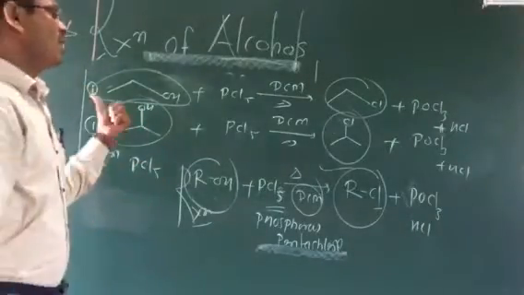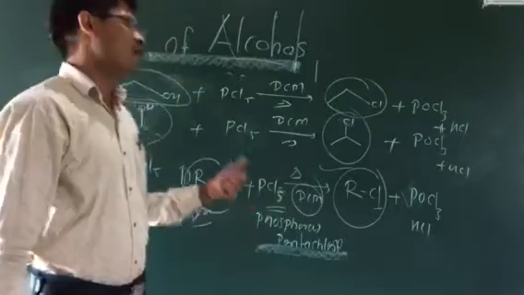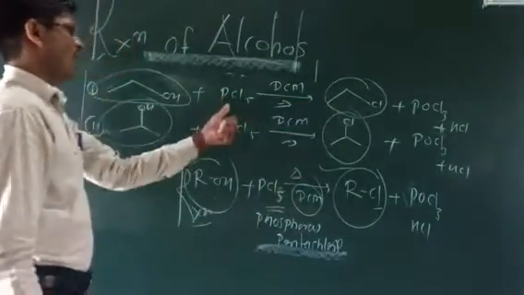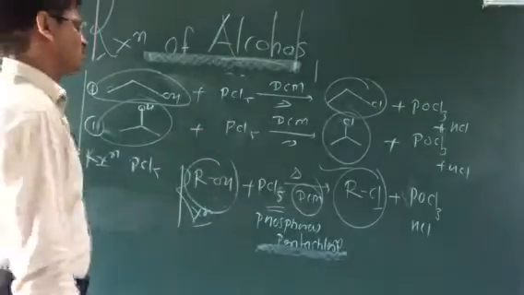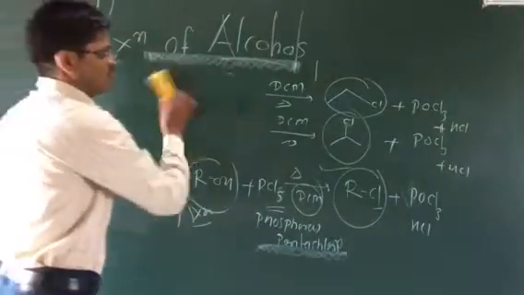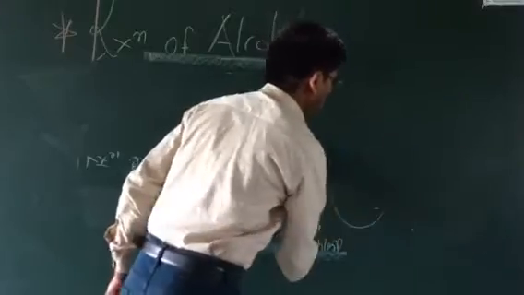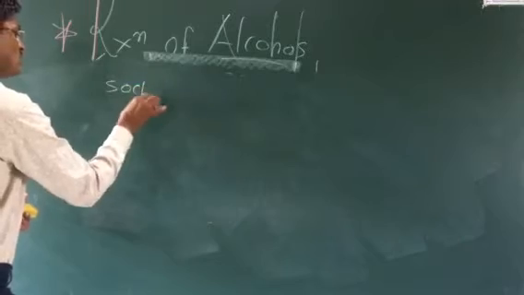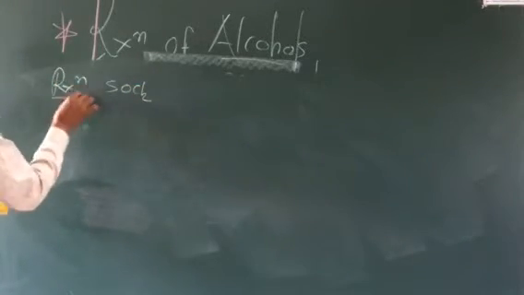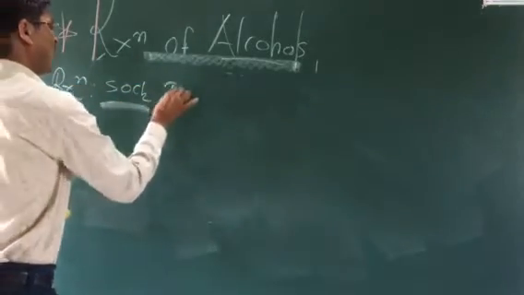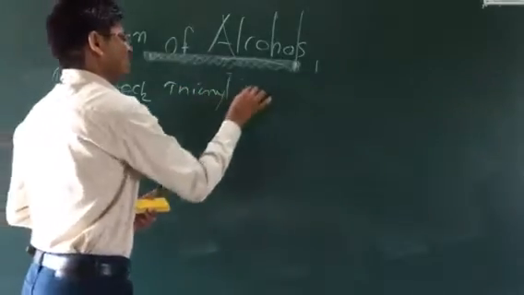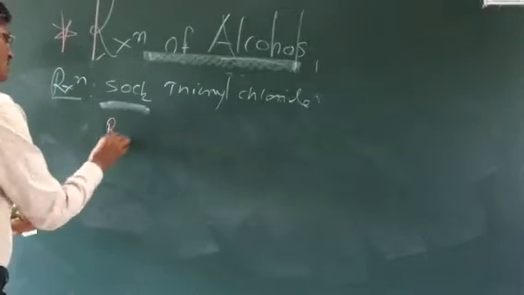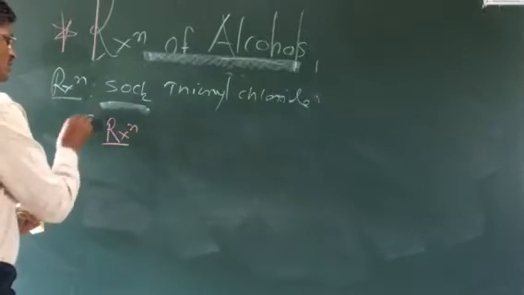This is one of the reactions of alcohol to alkyl chloride by using the halogenating reagent phosphorus pentachloride. The next reaction we will go through is the reaction with thionyl chloride, the halogenating reagent SOCl2. I am writing this: the reaction with thionyl chloride. Suppose we have the general reaction, what is the general reaction?